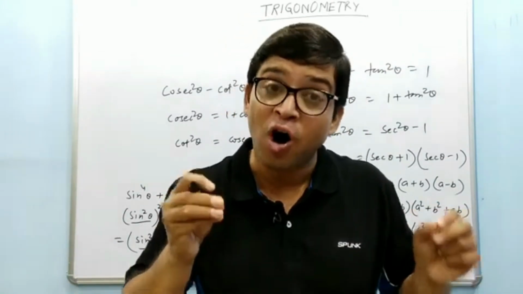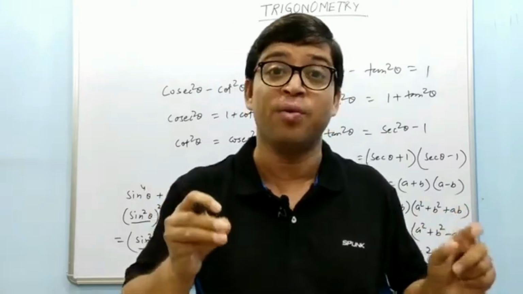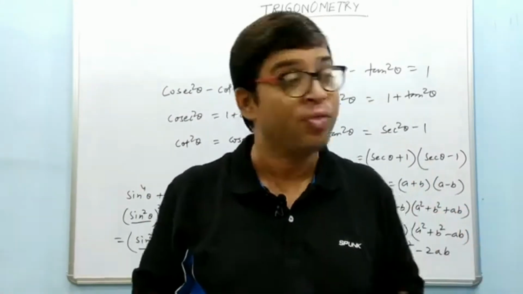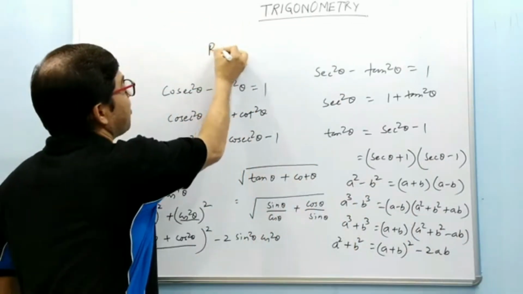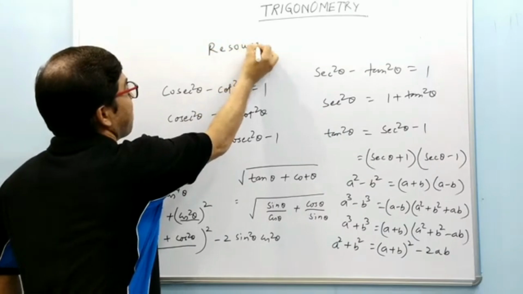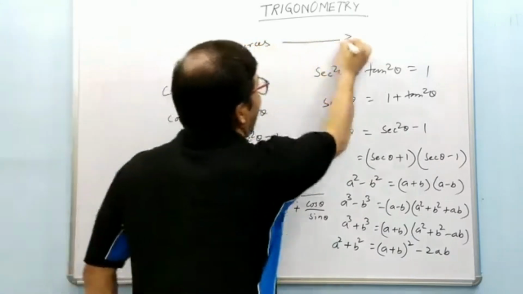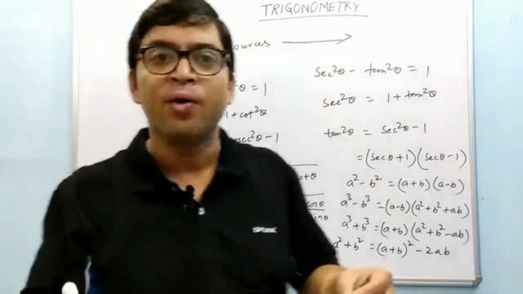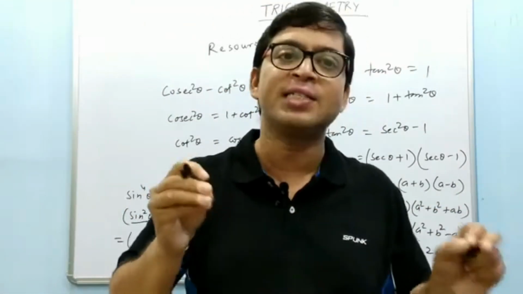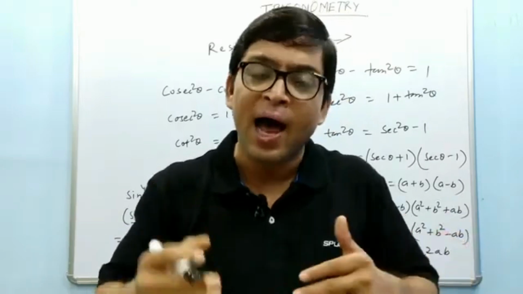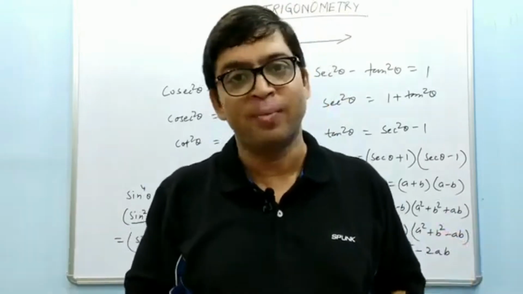One slogan I always give, and that is very useful. Just keep two things in mind. What you got, what resources you got, firstly you see. And what you have to obtain, what you want. What you got and what you want. If you keep this in mind and move accordingly, your things will be simpler.